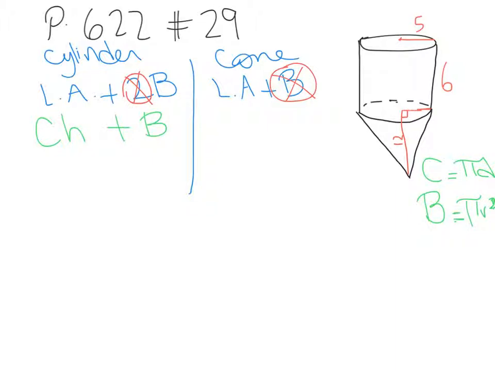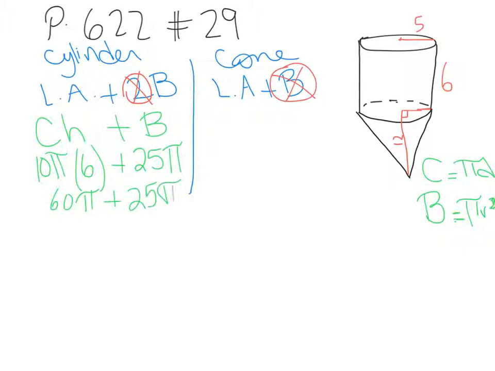Okay, well, the radius is 5, so the diameter is 10. So I have 10 pi. The height of the cylinder is 6. Plus the area of the base, well, it's pi r squared. Well, r is 5, so square that is 25 pi. So I have 60 pi, because 10 times 6 is 60, plus 25 pi, and that's 85 pi. That's the surface area of the cylinder.